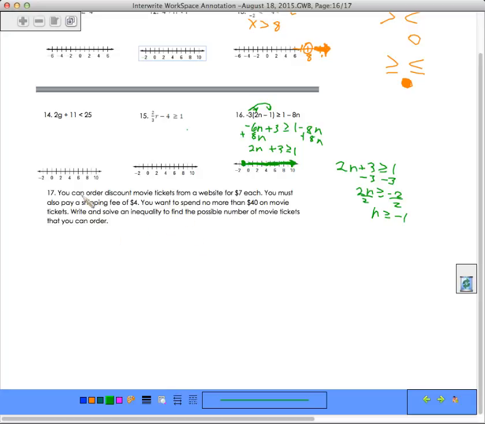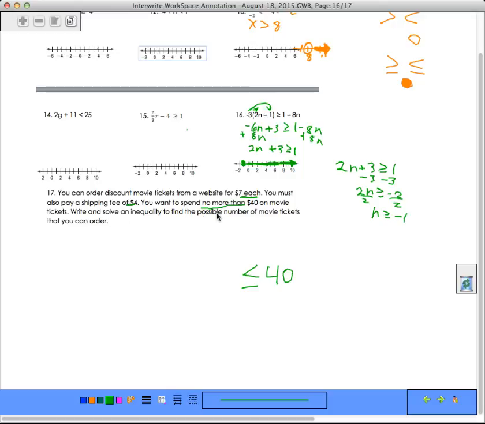Okay, number 17. You can order discount movie tickets from a website for $7 each. You must also pay a $4 shipping fee. So you're paying $7 for each ticket, and then you're paying one $4 fee. You want to spend no more than $40. No more than means that I want to spend less than or equal to $40 on movie tickets.